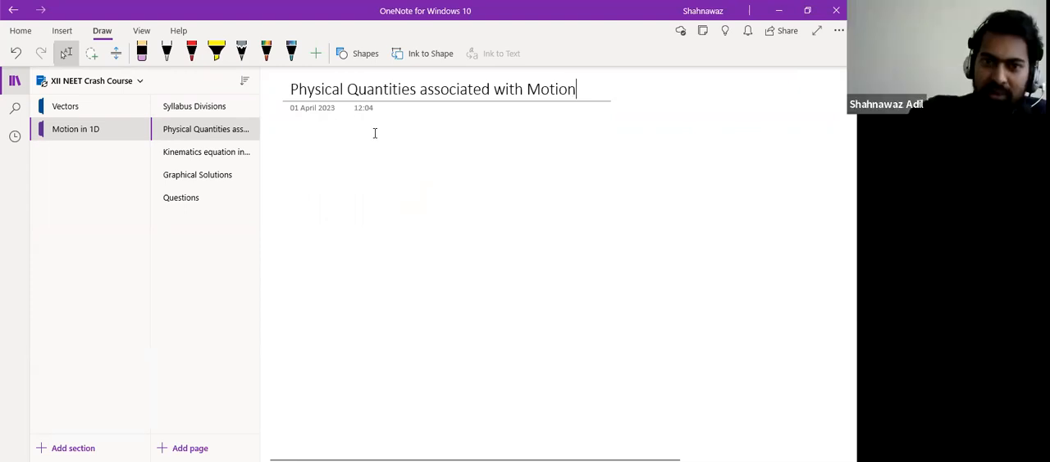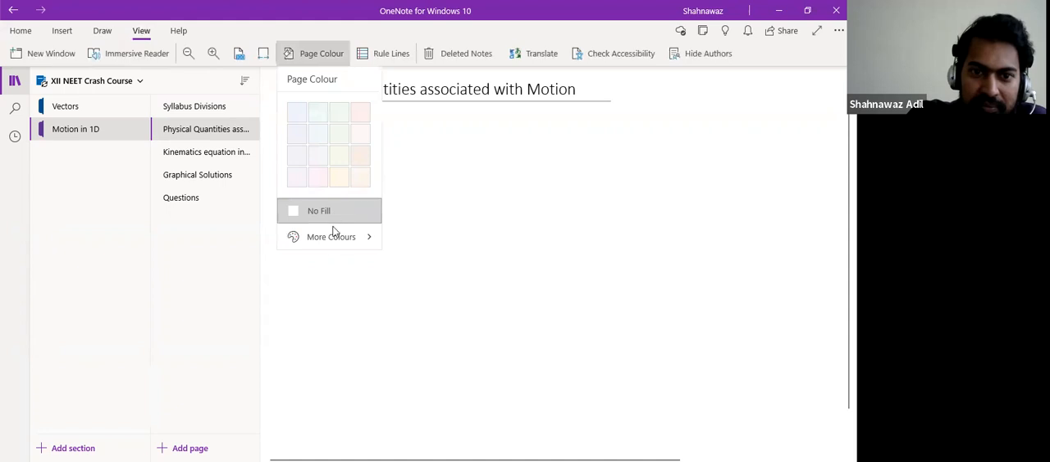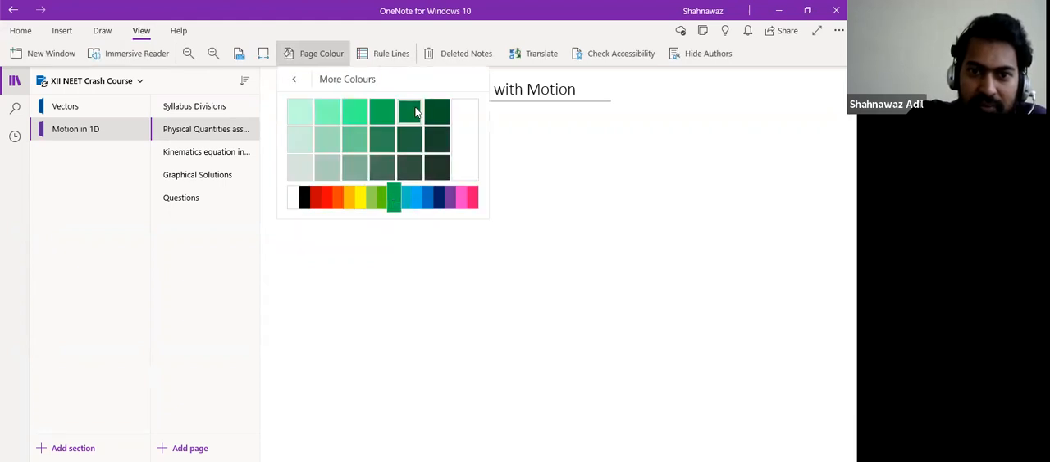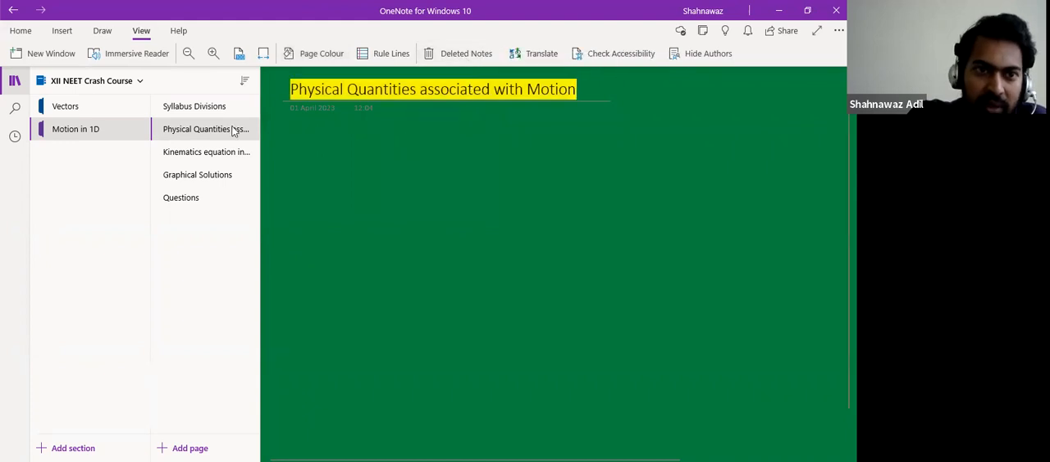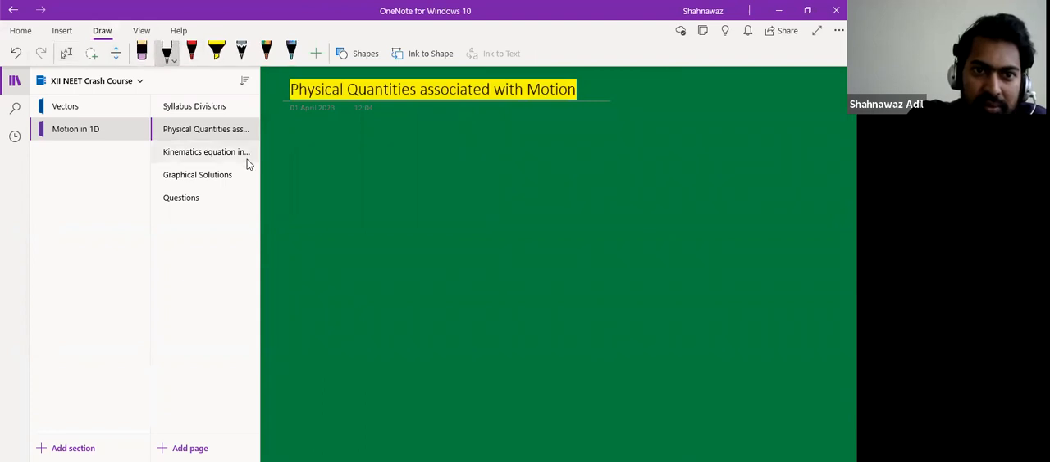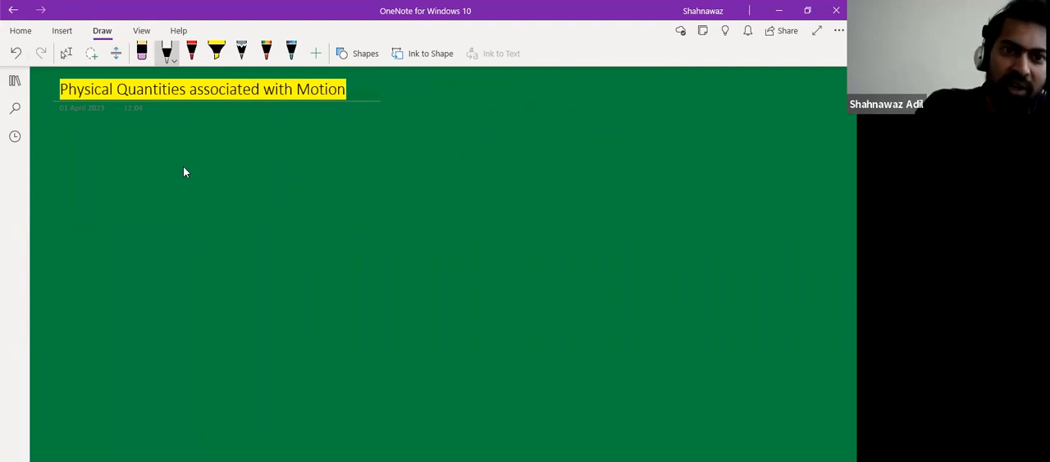Okay. So what are the physical quantities that are associated with the motion in 1D? Let's bring it to the top. Let me change the board color. Okay, so what are the physical quantities that are associated with the motion? As you already know, what are the physical quantities? One is what?